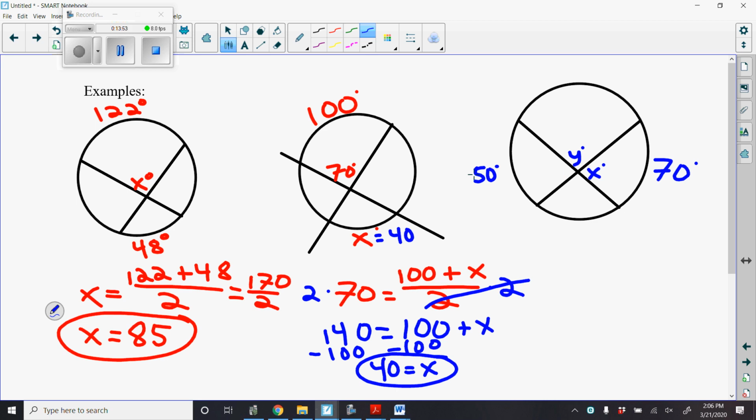Again, I start with angle equals. What's my angle in this case? My angle is x. So I got to do bend plus bend over 2. 50 plus 70 is 120. 120 divided by 2 is 60. So I get x equals 60.